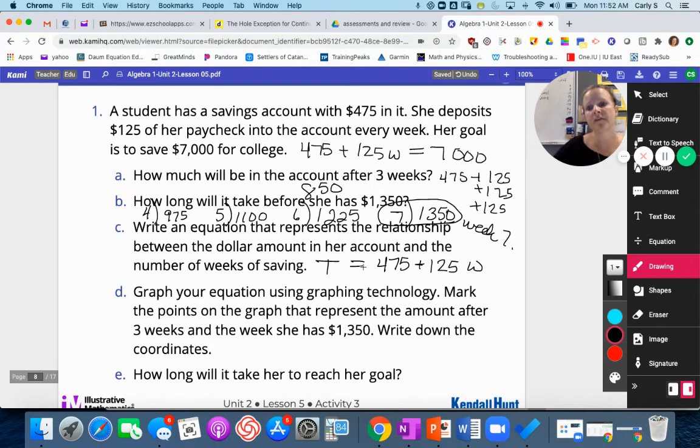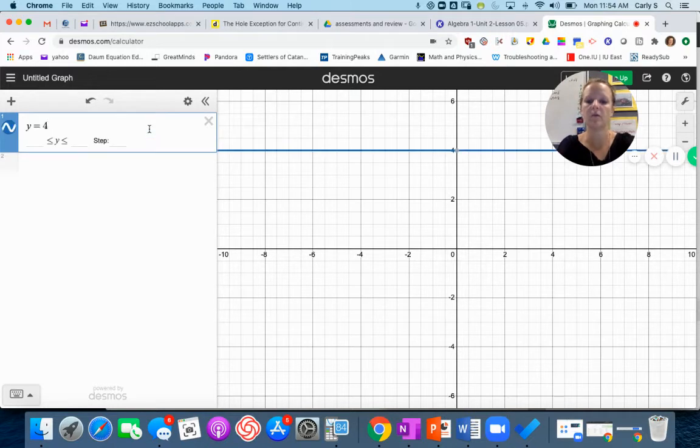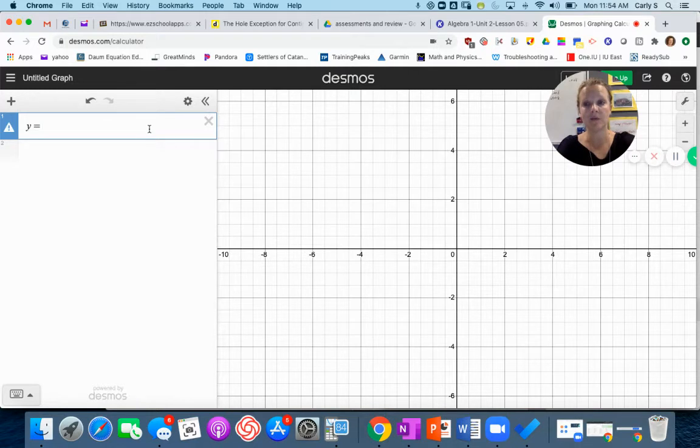All right, now graph your equation using graphing technology. Mark the point on the graph that represents the amount after 3 weeks and the week she has $1,350. Write down the coordinates. Okay, I'm going to push pause and open up my calculator. All right, I set up my Loom incorrectly today, so I can't use my TI emulator. So we're going to use Desmos, and then when we're in class together, I will go over the calculator for you. So the equation we wrote was T equals 475 plus 125 a week, right?